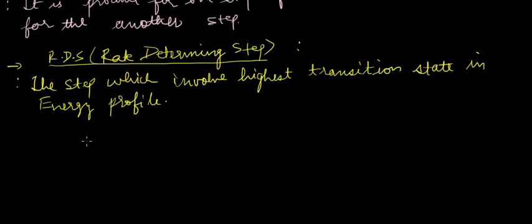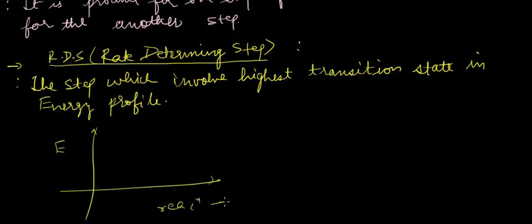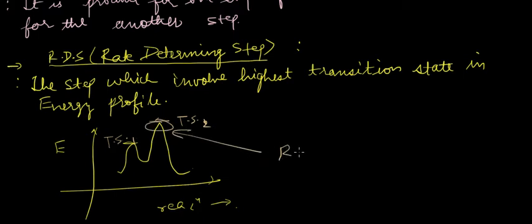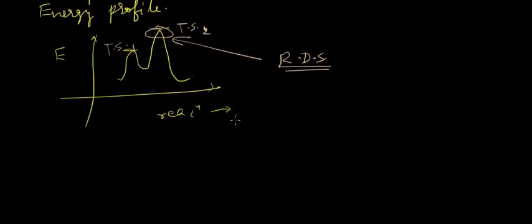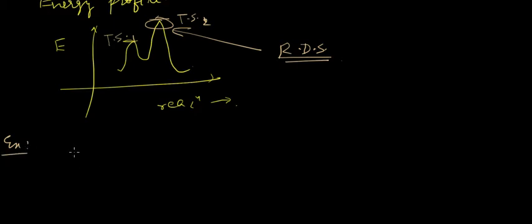Okay, so let's take an example in which we have a graph something like this. This is the reaction coordinate, and in this graph we have something like this. So this is transition state 1 and this is transition state 2. So the formation of this is the RDS of the reaction.